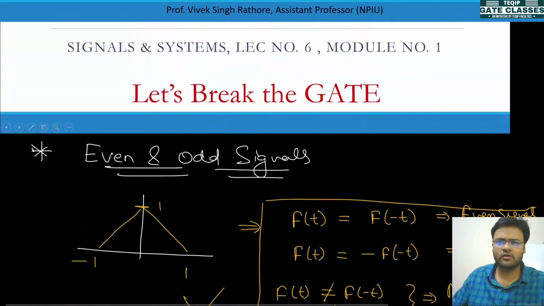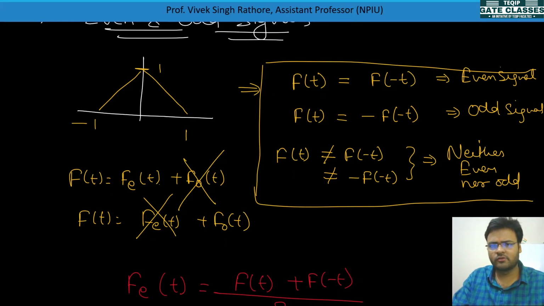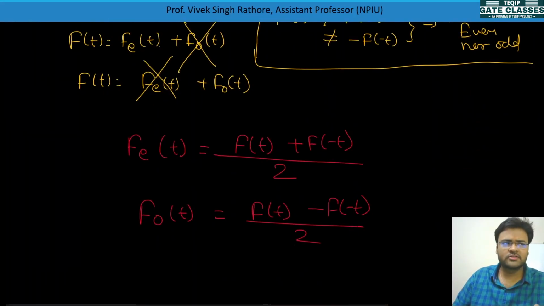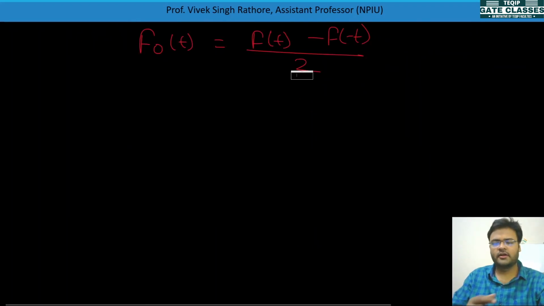This is the basic concept you should remember for even and odd signals. If f(t) is equal to f(-t), the signal is even. If f(t) is equal to minus f(-t), it is an odd signal. If neither condition is satisfied, it is neither even nor odd. Every signal consists of even and odd components. To calculate the even component, add f(t) plus f(-t) by 2, and for the odd component, do f(t) minus f(-t) by 2. Just this much. Now let's check some signals to see whether they are even or odd.